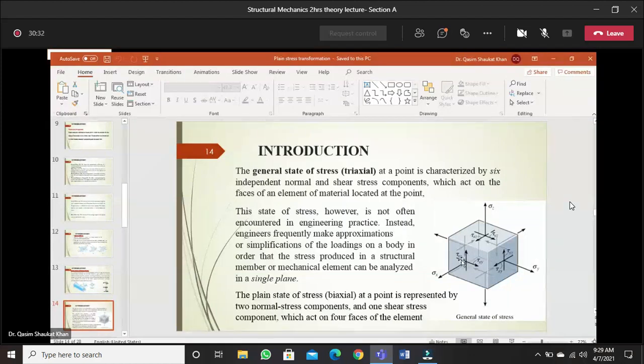Then you have this normal stress sigma x, which is acting along the x direction. Then you have this sigma z, the normal stress which is acting along the z direction. So on this element, there are three normal stresses: sigma y, sigma x, and sigma z. Everyone agrees with this?